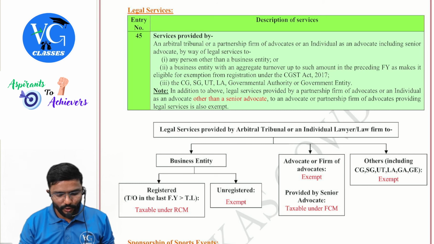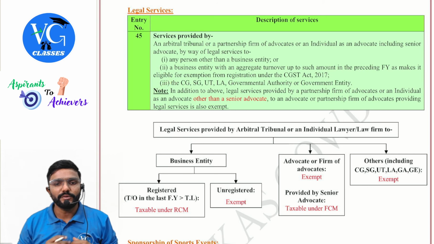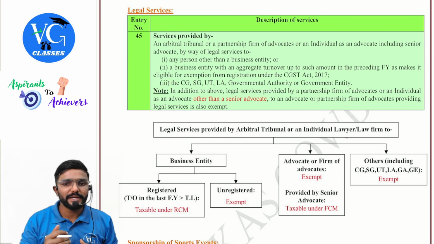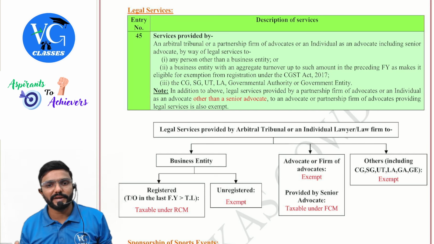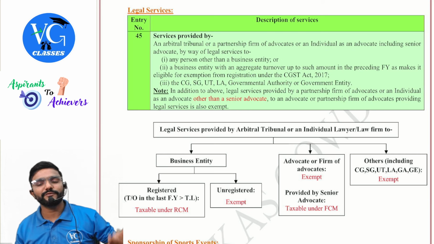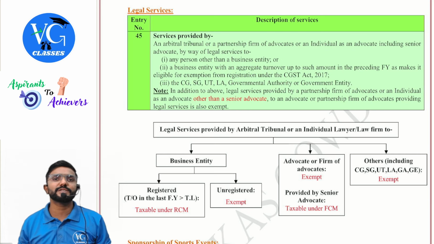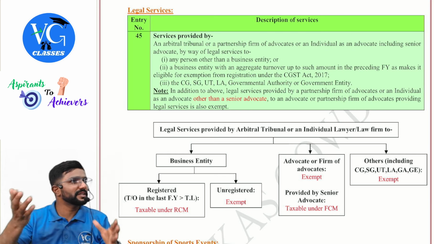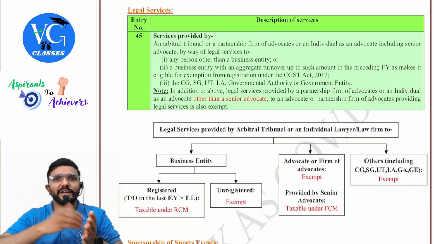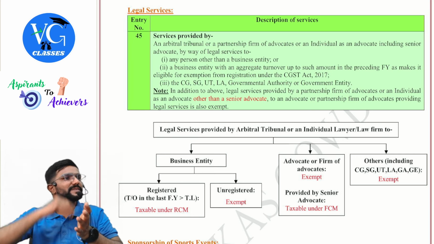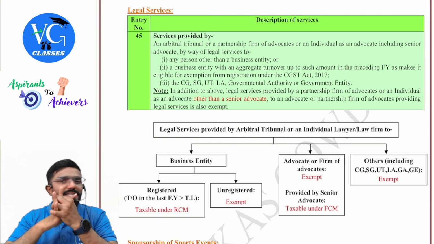Okay. Next, note. In addition to the above, legal services provided by a partnership firm of advocates or an individual as an advocate other than a senior advocate to an advocate or partnership firm of advocates providing legal services is also exempt. Means from one person to another person. One lawyer providing service to another lawyer, or a firm of lawyers providing services to a lawyer. Clear? Is it exempt, sir?